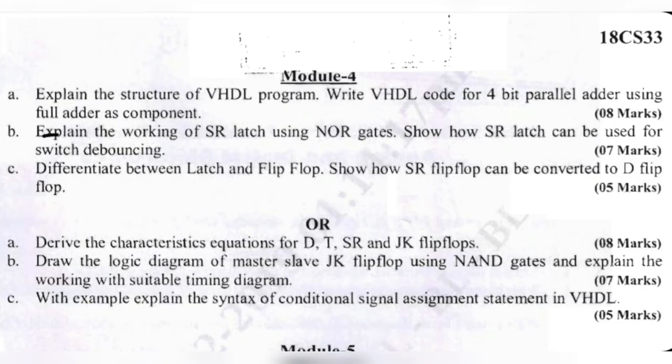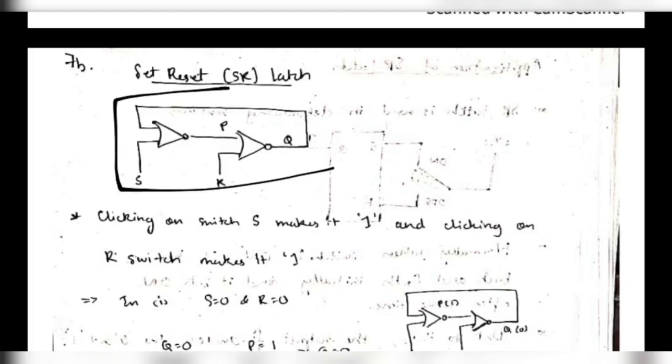In the next question we have to explain the working of the SR latch using NOR gates and show how an SR latch can be used for switch debouncing. So let's see one by one. This is the design for the SR latch, and you have 2 NOR gates here. This is S and R.